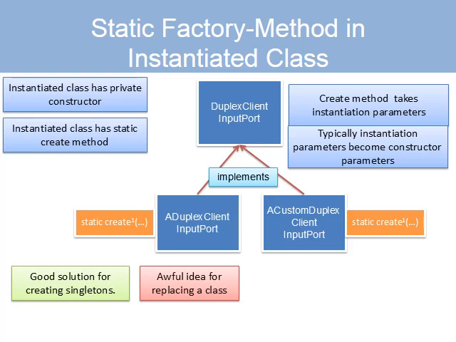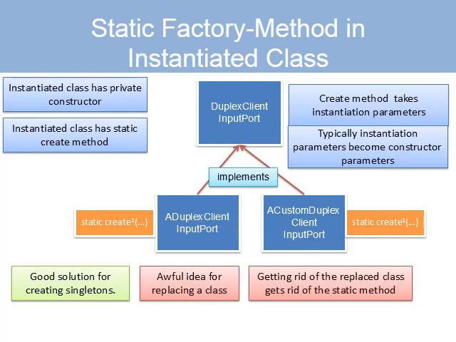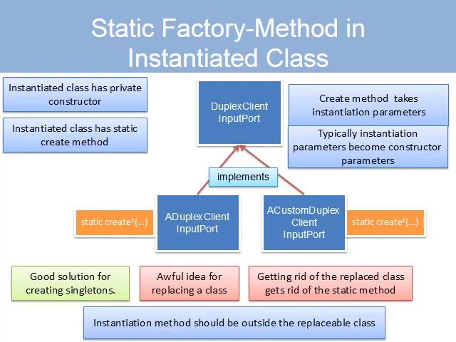So I don't blame them, completely. But they didn't know I was going to change it in a certain way. Getting rid of the replaced class gets rid of the static method. If I'm getting rid of the class, then I have to use a new class, and we are not even thinking of that class. So there's no create method, and we kind of saw that.